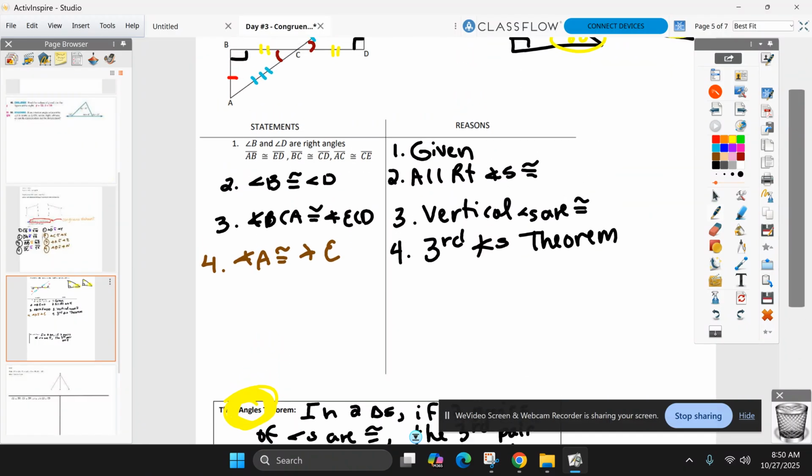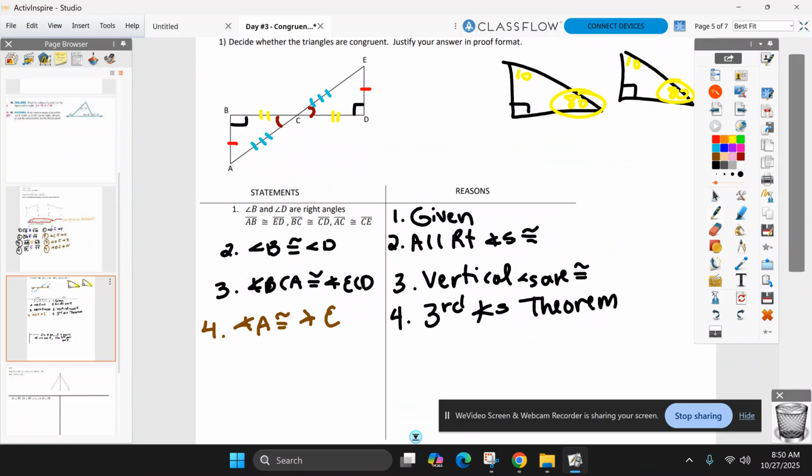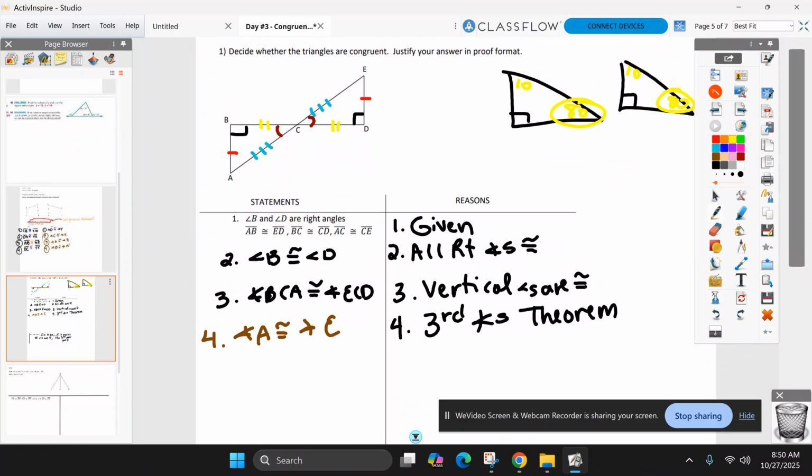Our last step in our proof should be what we're asked to prove, and it was not to prove A congruent to E, it was to prove the triangles. So everyone, checklist. Do I have all three pairs of angles congruent? Yes, check. Check. So guess what I know about the triangles? They are congruent to each other.